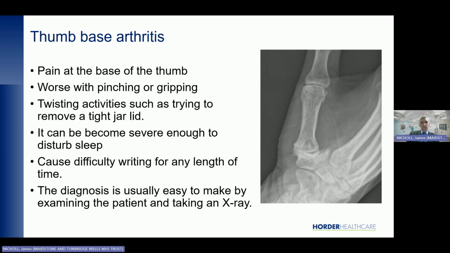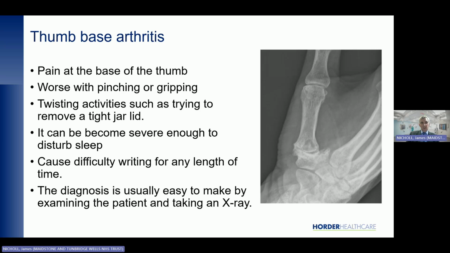As the arthritis progresses, then you can get rest pain as well. And if it's severe, it can disturb people's sleep. Writing, because you have to apply pressure with your thumb to hold the pen, if it's your dominant hand, will become painful. And examining patients, there's often swelling there. Pressing on the joint is very tender. And then if you give it a bit of a wiggle, there's a sort of painful crunching sensation where you've got the bone surfaces rubbing on each other.